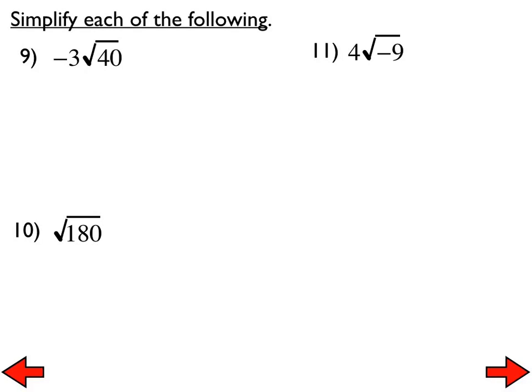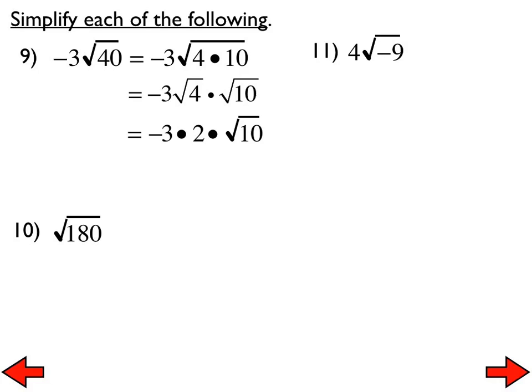Negative 3 times the square root of 40. We need to simplify the square root of 40 if we can, and we can. 4 is a perfect square that goes into it evenly, so we're going to break that up into negative 3 times the square root of 4 times the square root of 10. The square root of 4 is 2, so now we have negative 3 times 2 times the square root of 10. We can multiply both of our non-radical numbers together, the negative 3 and the 2. That simplifies to negative 6 square roots of 10.